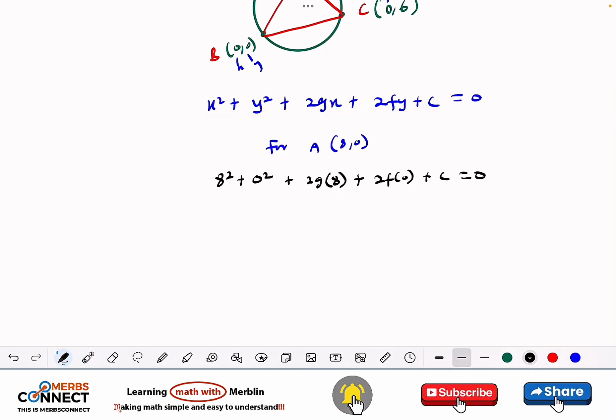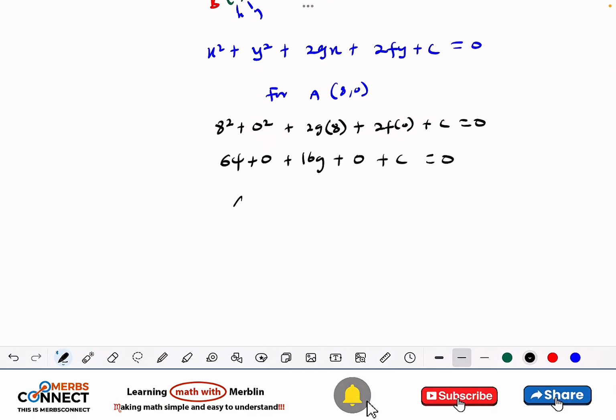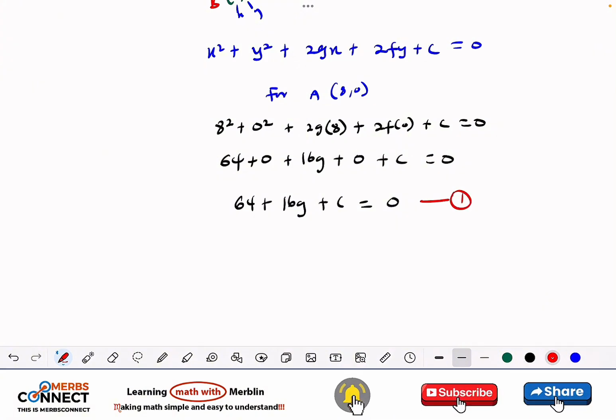So this is going to give us 64 plus 0 plus 16g plus 0 plus c is equal to 0. So this will be 0, this will be 0. So this is going to give us 64 plus 16g plus c is equal to 0. Equation 1.